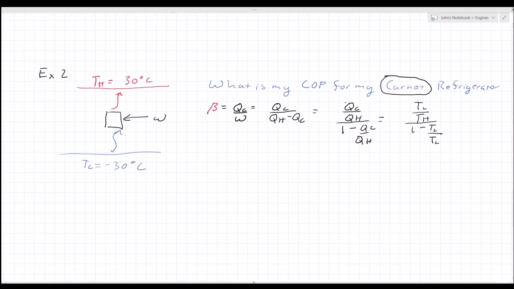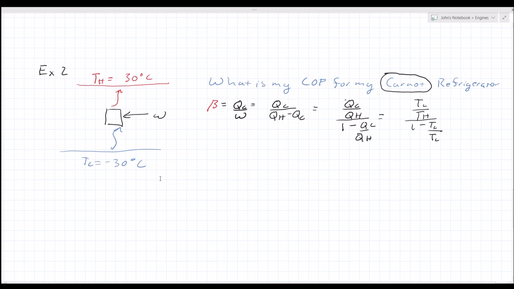Now, you may have noticed that I have these temperatures here in Celsius. Well, this doesn't work for Celsius. It has to be in the absolute temperature, which is Kelvin. So this in Kelvin is 305 Kelvin. This is 245 Kelvin.